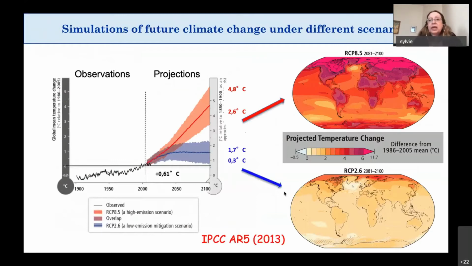So those models are also used to simulate future climate change, and this is summarized here. This is once again an IPCC diagram. So the way it is done is that it's done using different forcing conditions. The part before 2000 takes the observations, so it's not the models.